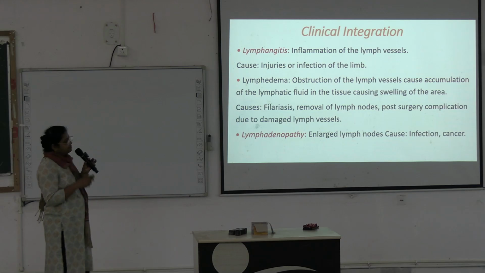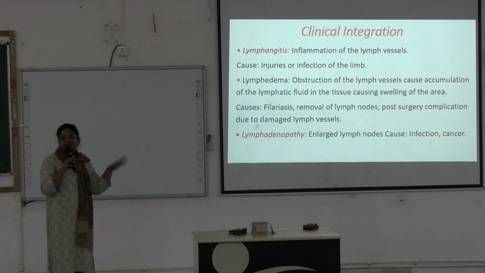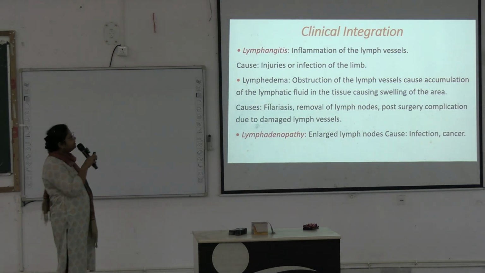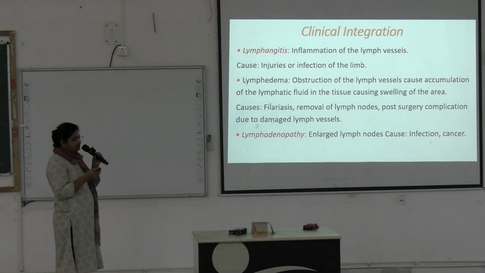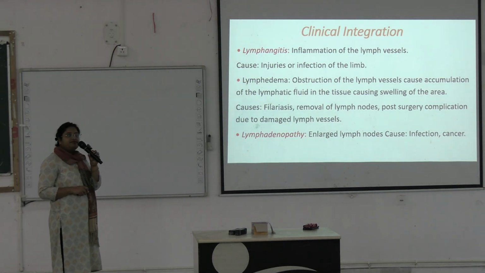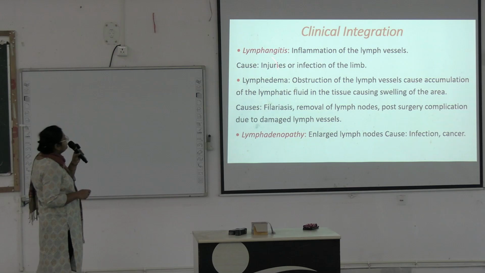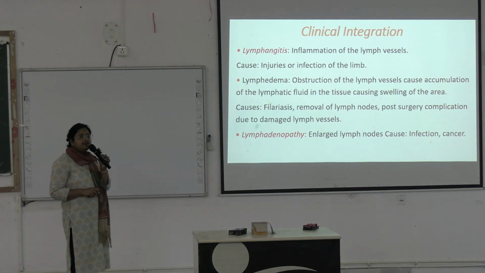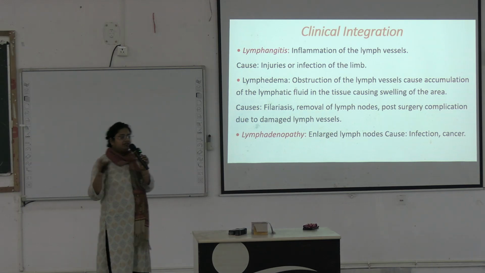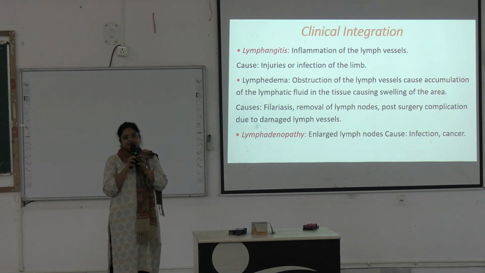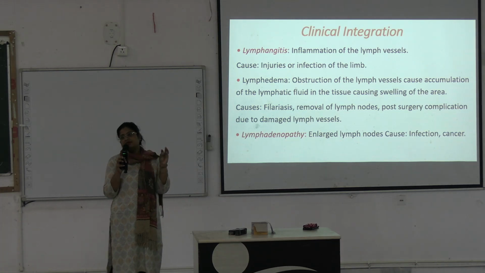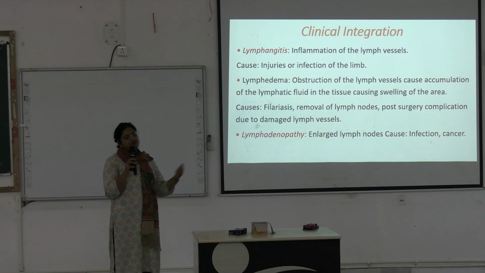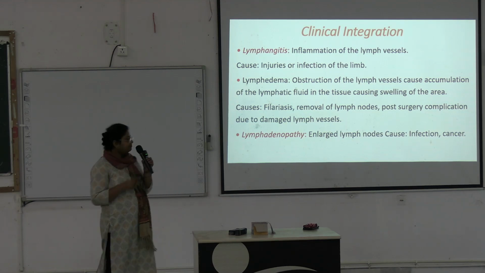Next we are going to the clinical aspects of the lymphatic system. First is lymphangitis. Lymphangitis is inflammation of the lymph vessels, and the cause is injuries or infection of the limbs. So in case of infection of different areas, first they will infect the lymphatic system. Lymph nodes will be enlarged, or there will be redness or inflammation along the lymphatics.